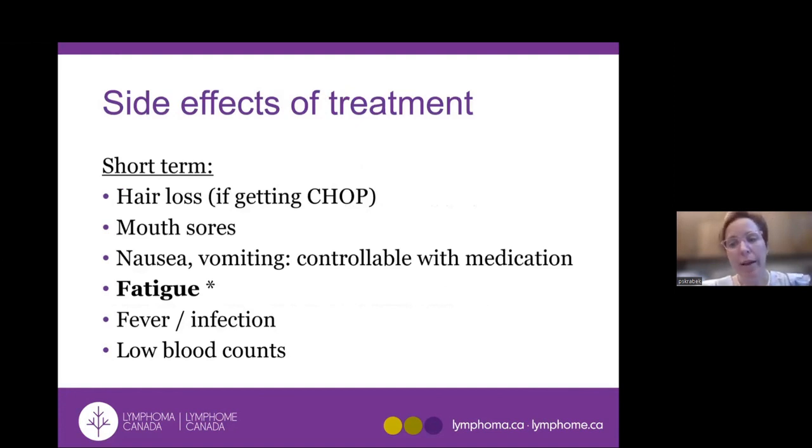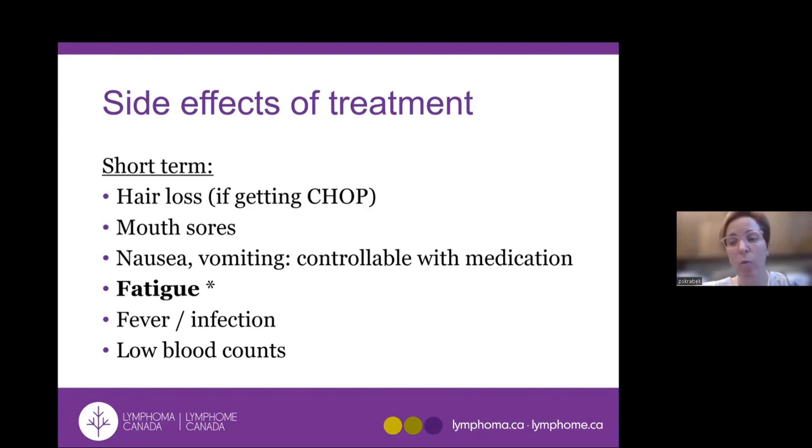So common side effects of these chemotherapies. So you do get hair loss if you get CHOP. You also might get muscle sores related to CHOP, less common with bendamustine. Nausea and vomiting are very common chemotherapy side effects. A little bit more common with CHOP than bendamustine. Most patients can, in both instances, it can be controlled well with medications.